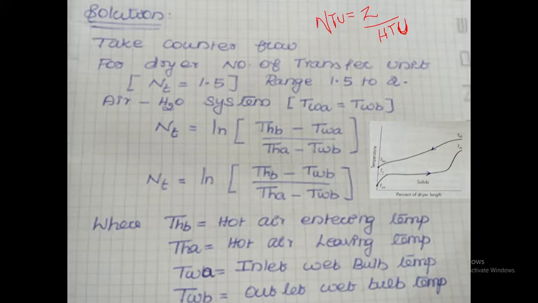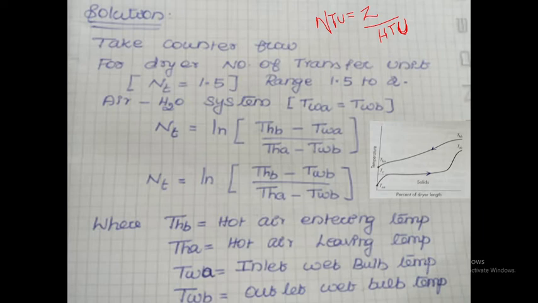Refer to this graph. This is the temperature profile diagram of counter flow. The solid enters in one direction, and hot air enters in the opposite direction. So this is the counter flow. Solid entering temperature TSA, leaving temperature TSB. Hot air entering temperature THB, leaving temperature THE. Are you clear or not?